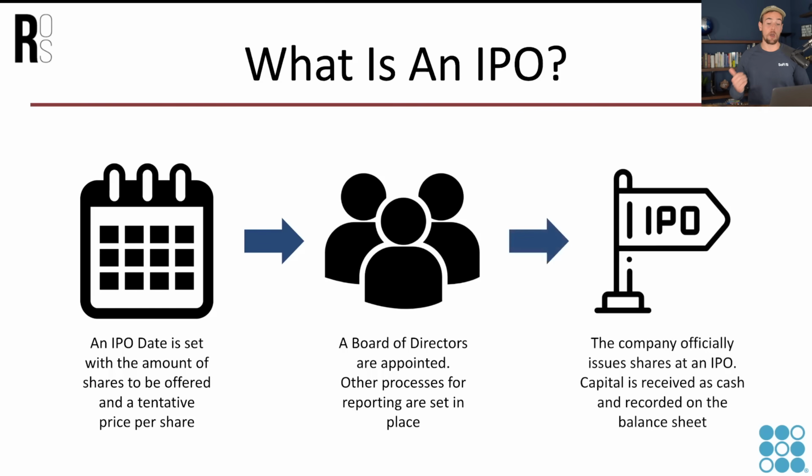So not every company goes public. There's some billion-dollar private companies out there, and there's also a lot of large publicly traded companies. So it's sort of this pro and con thing, this trade-off that companies have to determine of whether or not they want to have all of those eyeballs on them and all of those reporting requirements with that advantage of having shares publicly trading versus keeping it private and not having to share all of that information that their competitors could potentially see. So after that, the company officially issues shares at the initial public offering. The capital is received as cash and it's recorded on the balance sheet.